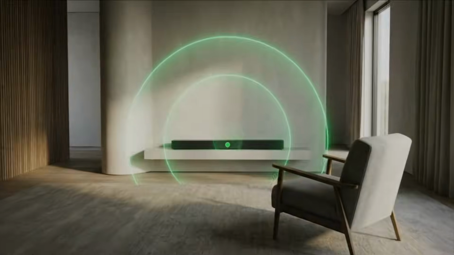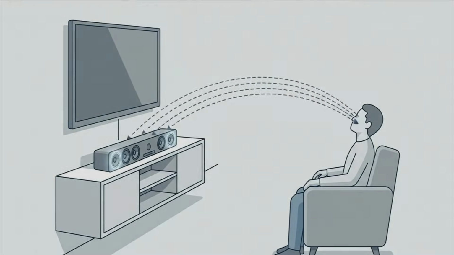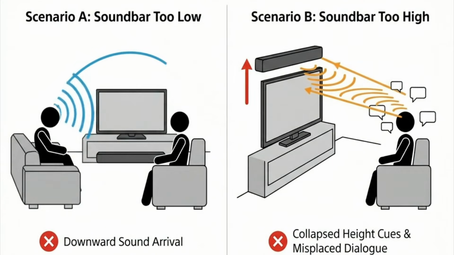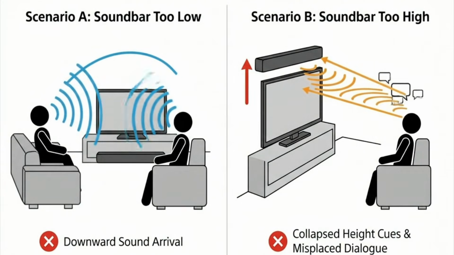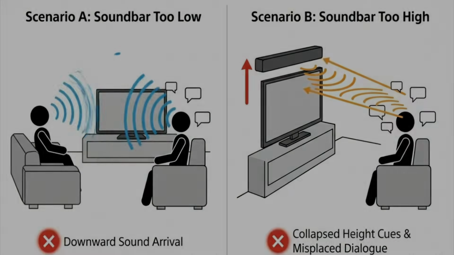The Goldilocks zone, height and distance. Small changes in placement create dramatic differences. Ideal height. Your soundbar should sit directly below the TV with drivers unobstructed at or slightly below seated ear height. If mounted too low, direct sound arrives from below ear level and reflection timing becomes mismatched. If mounted too high, especially above the television, height imaging collapses and dialogue shifts unnaturally. Alignment creates coherence.